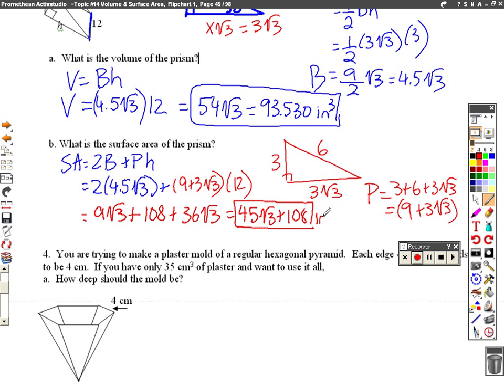This is inches squared. If you had gone ahead and switched to decimals at this point in time, you would get 45 root 3 plus 108, which would be 185.942 inches squared. Both of those are completely acceptable.